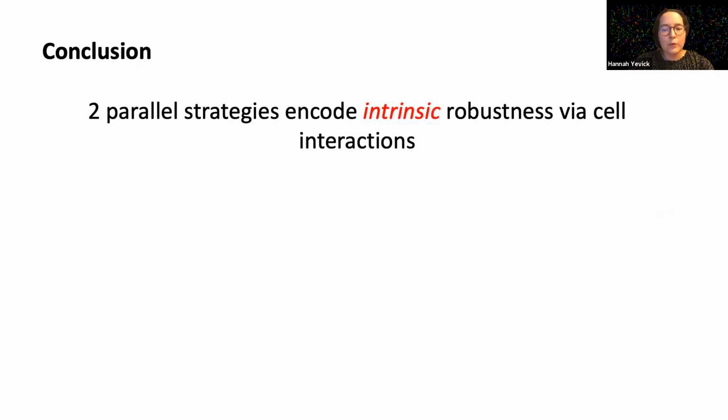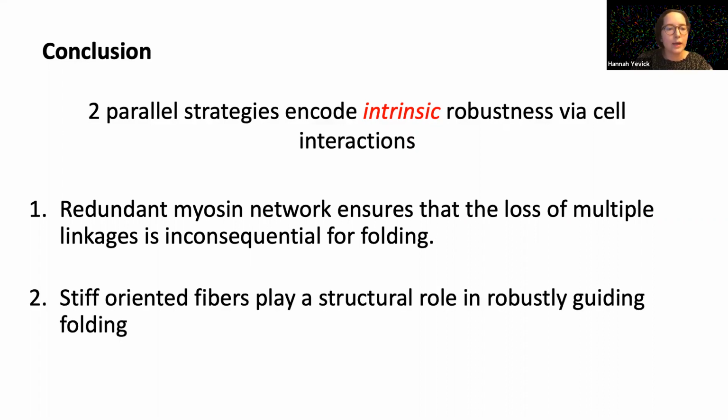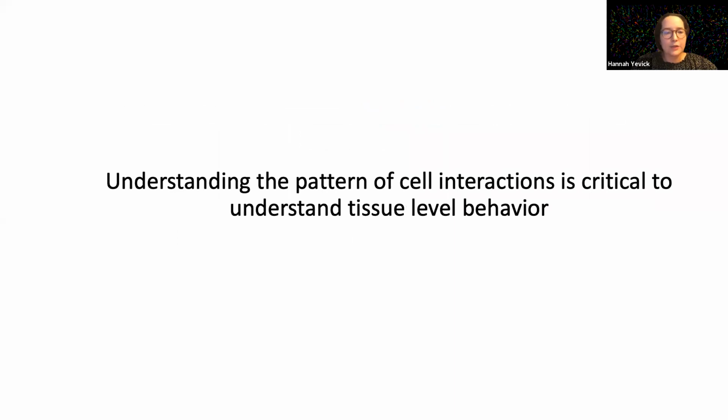So basically, to conclude, what we're seeing is two parallel strategies that encode intrinsic robustness via cell interactions. First, redundancies in the myosin network ensure that loss of multiple linkages is inconsequential for folding, and also stiff oriented fibers that play a structural role in robustly guiding folding. And so this really highlights the idea that understanding the patterns of cell interactions in a tissue is critical to understanding tissue level behavior.